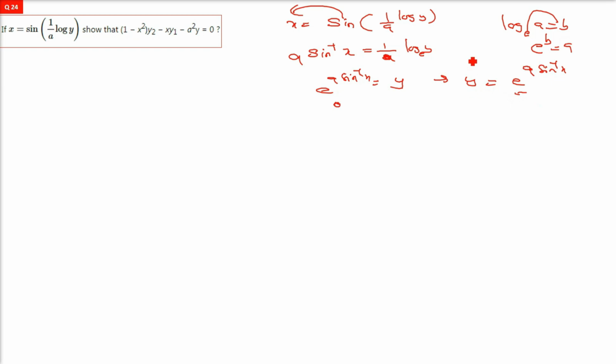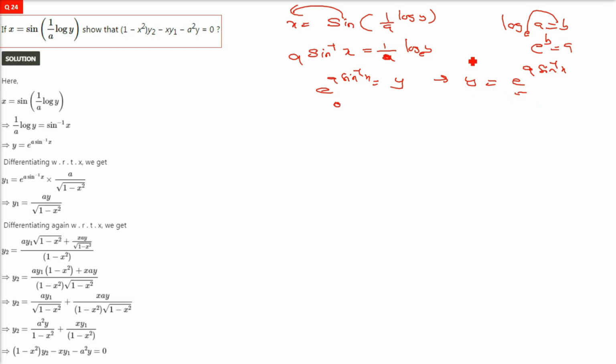If you go to question number 20, 21 and the question before that, this kind of question has already been done. So this is how you can go about it, but this is y. First you have to find out y using all the rules you have in your pocket after learning mathematics. Then y1: the differentiation of e to the power of anything will be that thing only. So e to the power a sine inverse x, then the differentiation of a sine inverse x has to be done. So we have a, and the differentiation of sine inverse x is 1 by under root 1 minus x square.